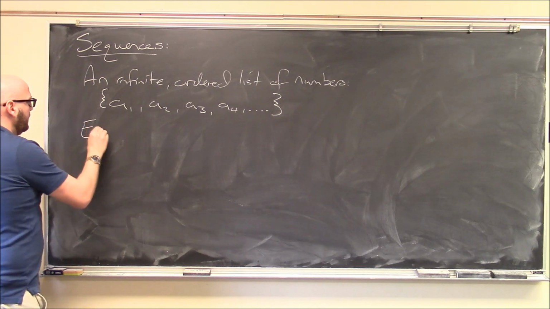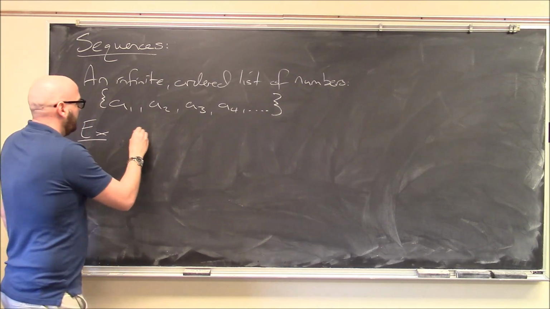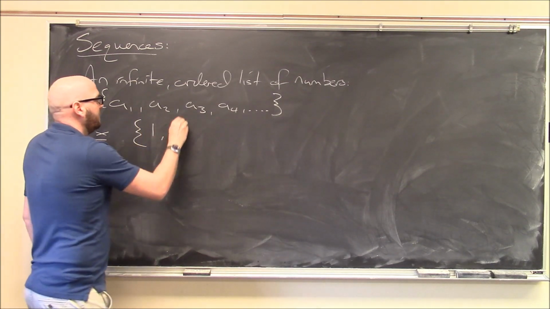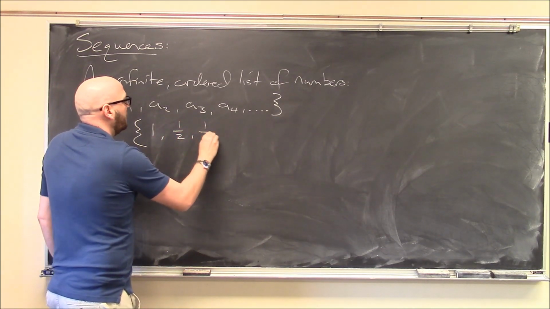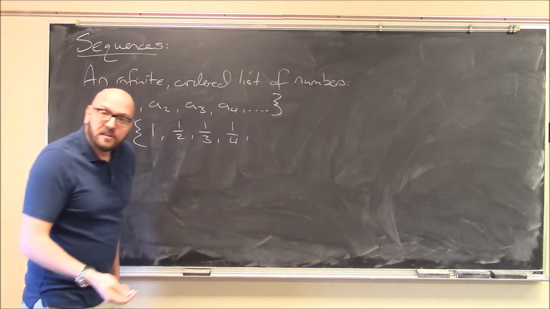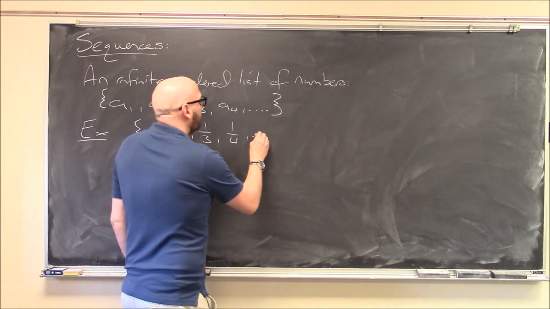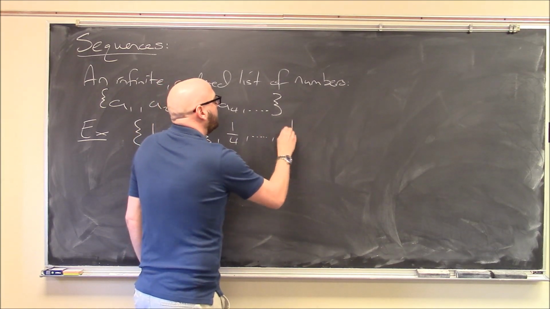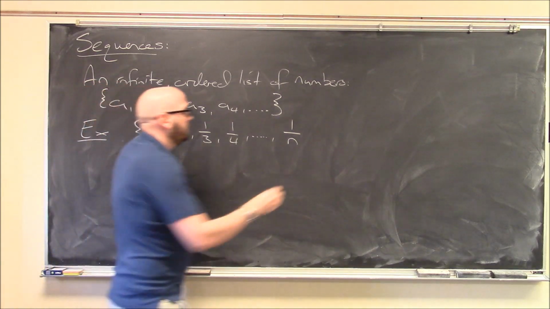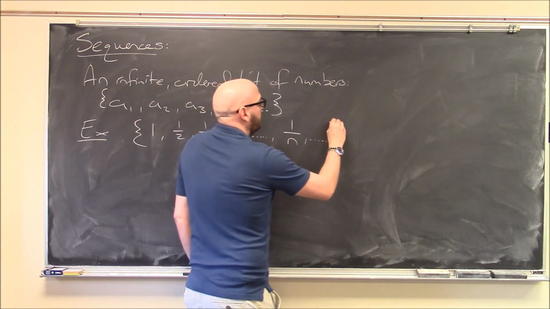So here's an actual example. How about this guy? Here's my sequence going to be 1, 1/2, 1/3, 1/4. Obviously the next term is 1/5 and then 1/6. Sometimes people dot this out and they just tell you the nth term. So once you understand the pattern, the nth term is 1 over n, and then this continues on forever.